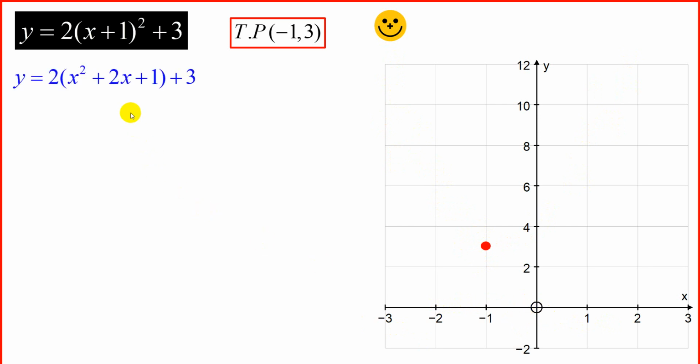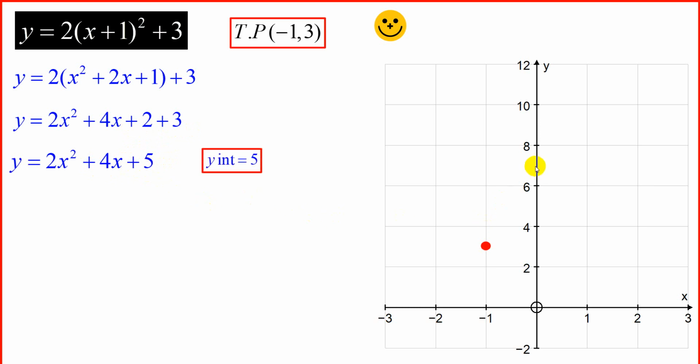So firstly, we're going to find the x and y-intercepts and confirm what I showed you about the x-intercepts. Multiplying the equation out, you're going to get x plus 1 all squared, x squared plus 2x plus 1, plus 3. Multiplying the 2 into the bracket, 2x squared plus 4x plus 2 plus 3. Simplifying that, 2 plus 3 is 5. So we know the y-intercept is 5, that's our constant. And we can plot 5.